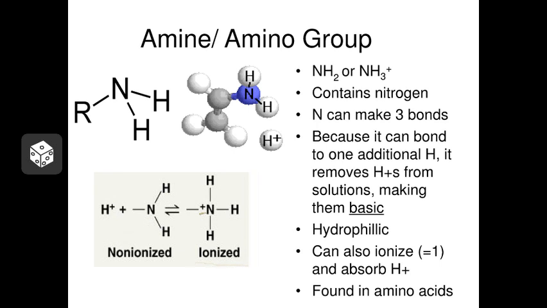Now, amino groups are hydrophilic. That means polar and water soluble. And we often find these guys in amino acids. In fact, that's what that word amino refers to.